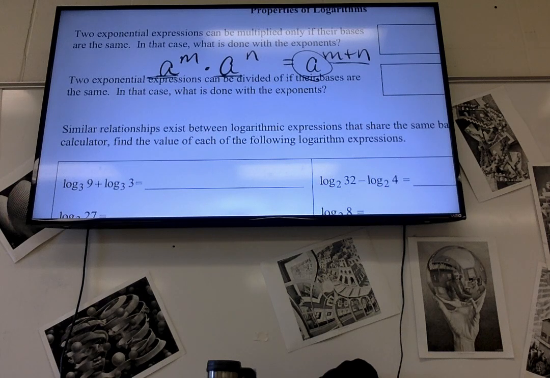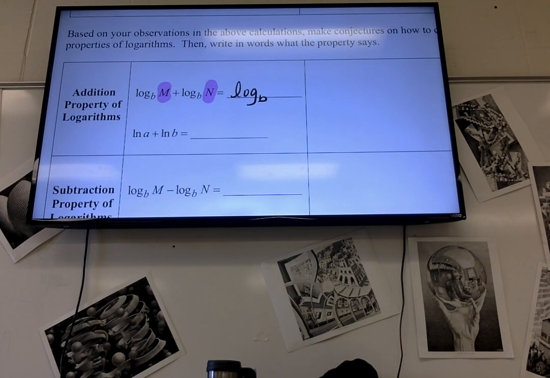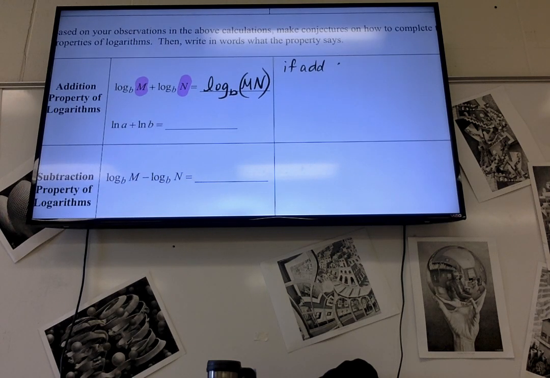So if we added them here, subtract? See, these were multiplied. So to change it into 1, I ended up adding the exponents. So going in reverse, if we had them added, yes, we would multiply. So this is m times n. They do have to have the same base.